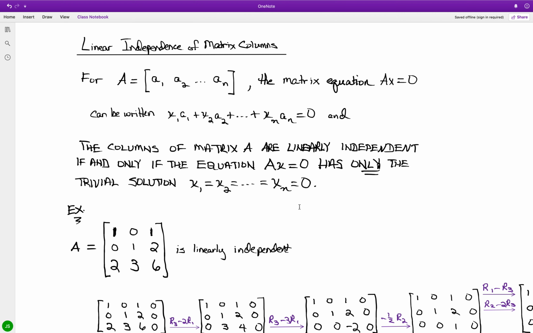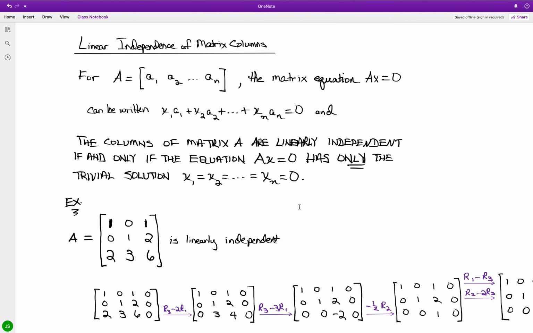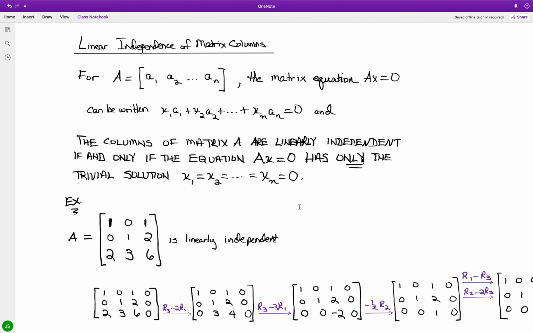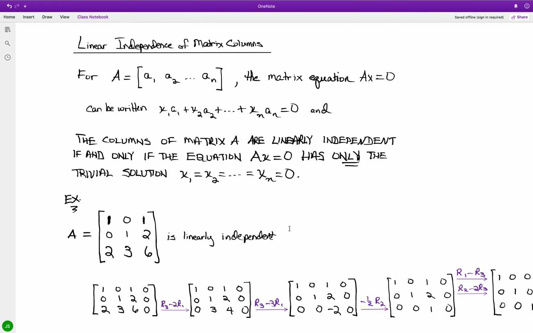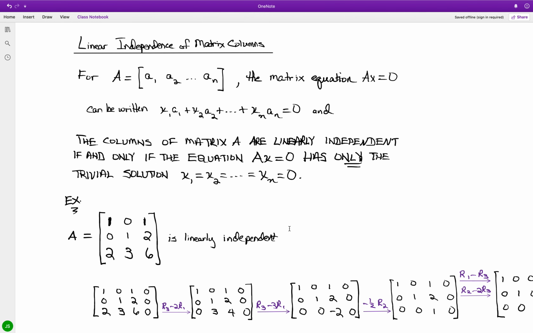And just to give you an example, we have a matrix A where the top row consists of 1, 0, 1, the middle row is 0, 1, 2, and the bottom row is 2, 3, 6. This will be regarded as linearly independent. For this, I utilize Ax = 0 and develop an augmented equation.